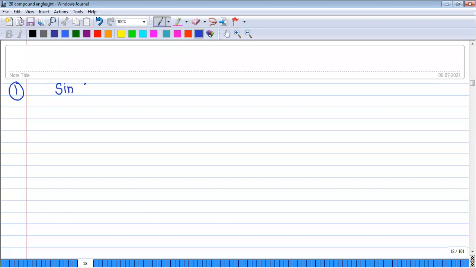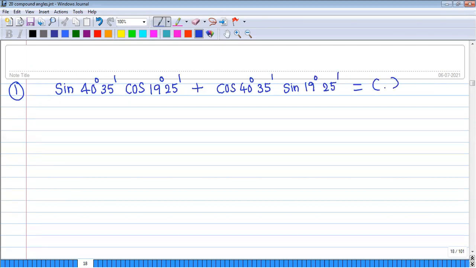Sine 40 degrees 35 minutes, cos 19 degrees 25 minutes, plus cos 40 degrees 35 minutes, sine 19 degrees 25 minutes is equal to: first option 1, second option root 3 upon 2, third one is 0, fourth option minus 1.